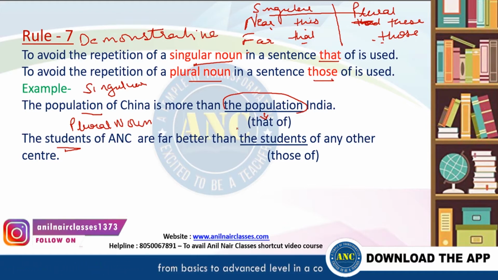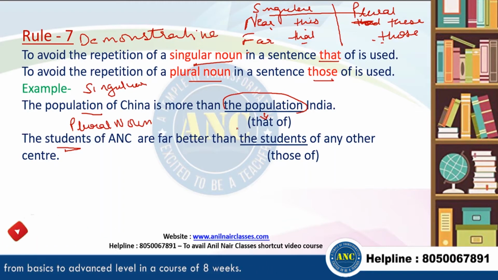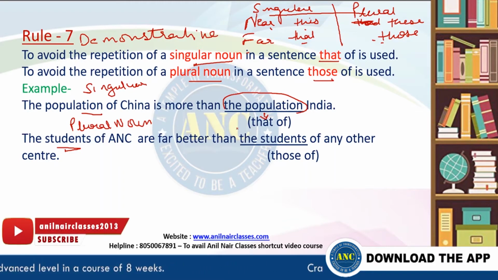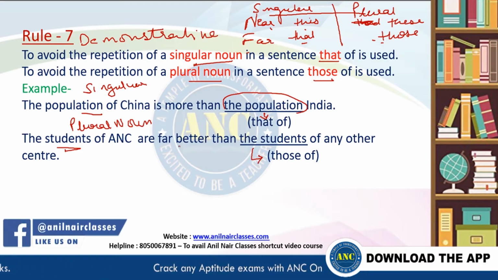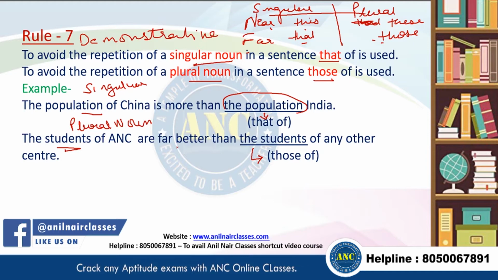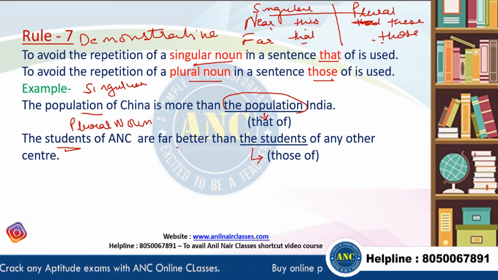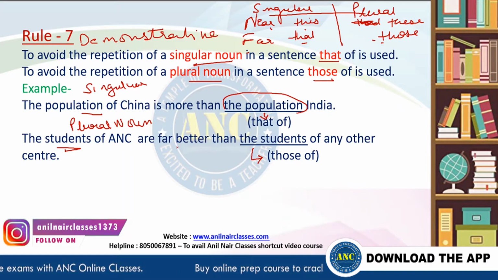So how will the sentence become? The students of ANC are better than those of any other center. ANC is Anil Nair Classes, and they are, right? I'm not just saying that, you know. Fine, let's move ahead to the next slide.